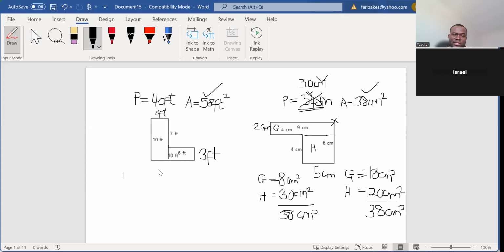Okay, so let's measure the perimeter. I'm going to start from here. So I'll go 4 plus 7 is 11, plus 6, 17, plus 3, 20, plus 10, 30, plus 10, 40. Absolutely correct. Fantastic. Well done. You deserve a round of applause for that.